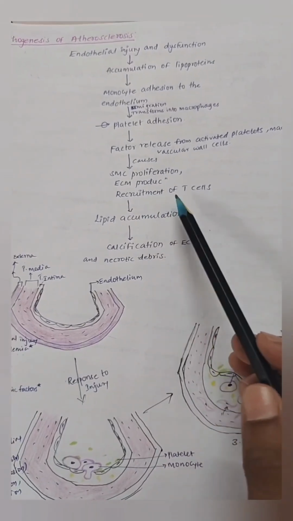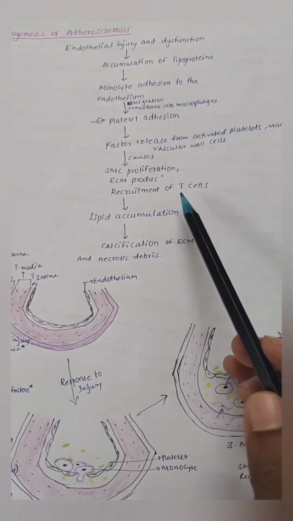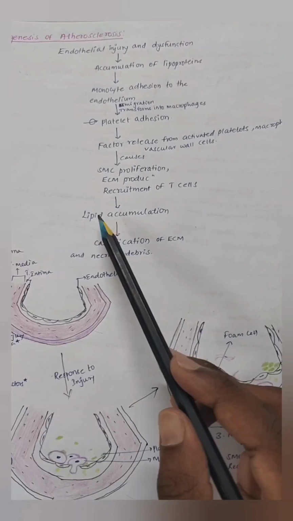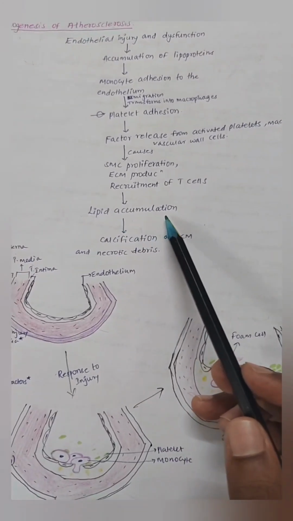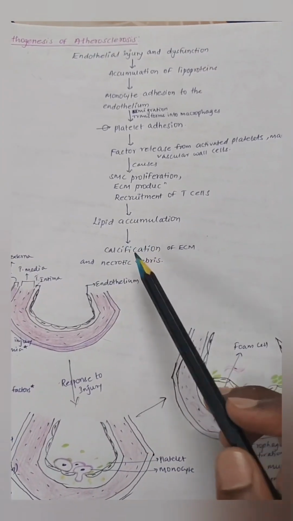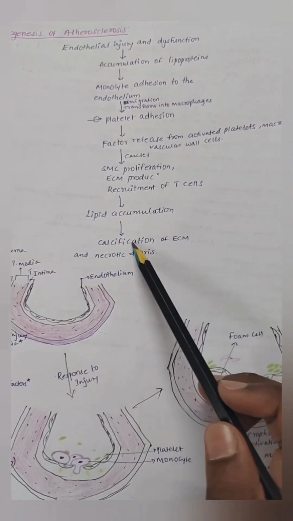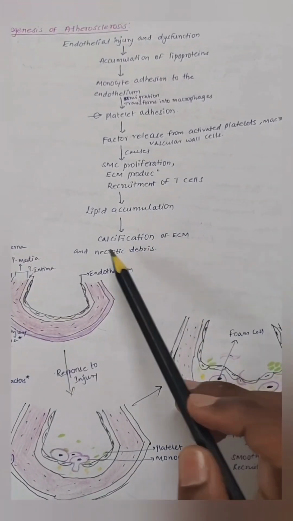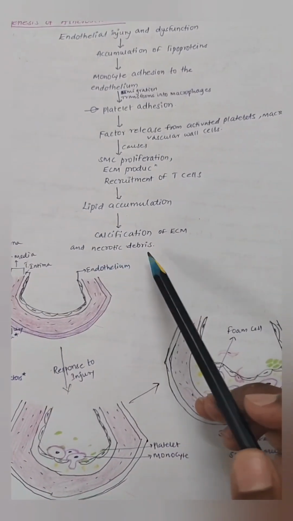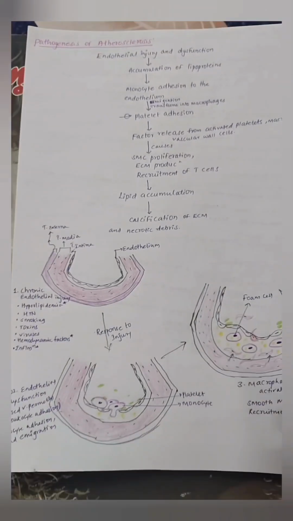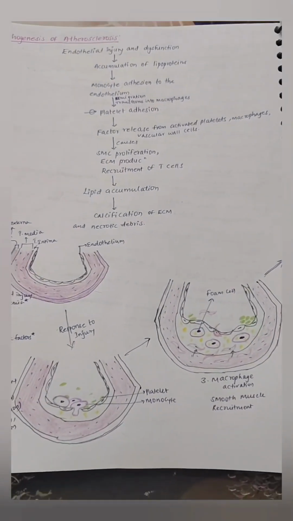And so T cells will come as an immunity process. So further lipid accumulation will be there, and after a prolonged time, calcification of extracellular matrix and necrotic debris will occur. So this is the pathogenesis of atherosclerosis.